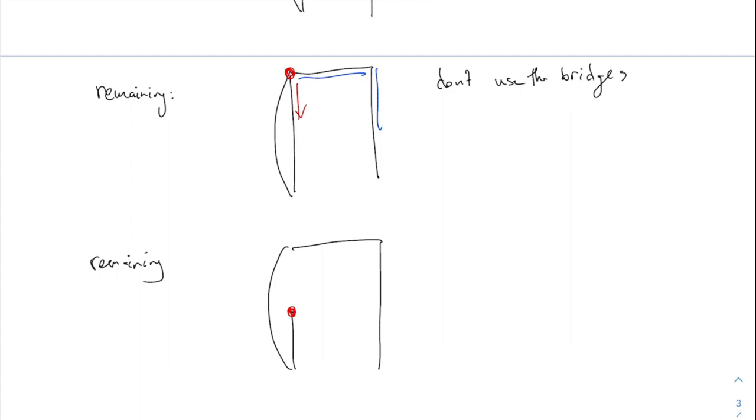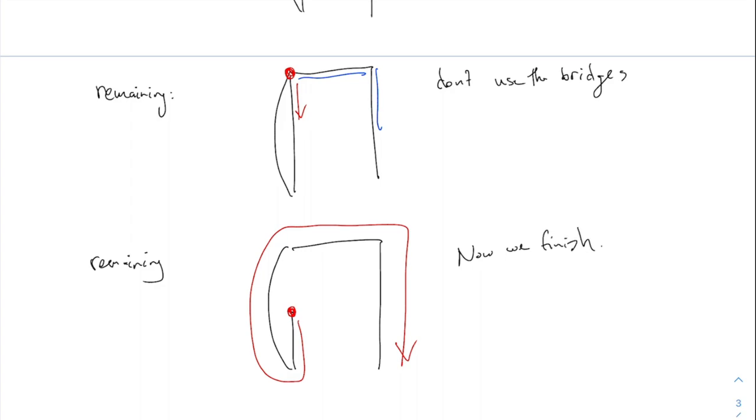And now actually, I don't think we need to do individual steps anymore. It's clear now what you have to do. There's only one way to go about finishing the rest of the picture, right? I go down and then back up this guy and across here and down there. All right, so I will say we just finish like that. Now we finish, like so. Yes?